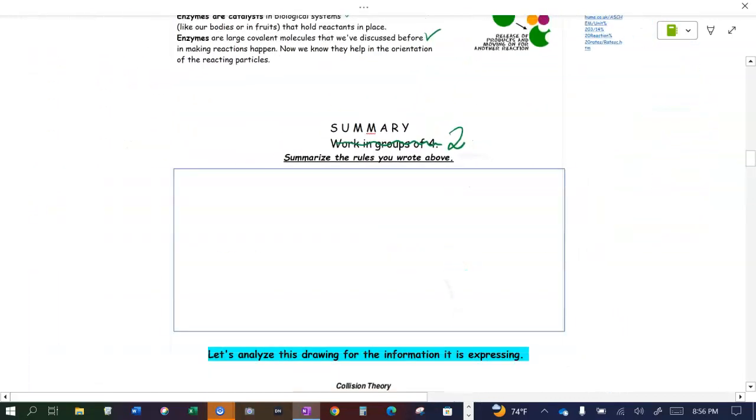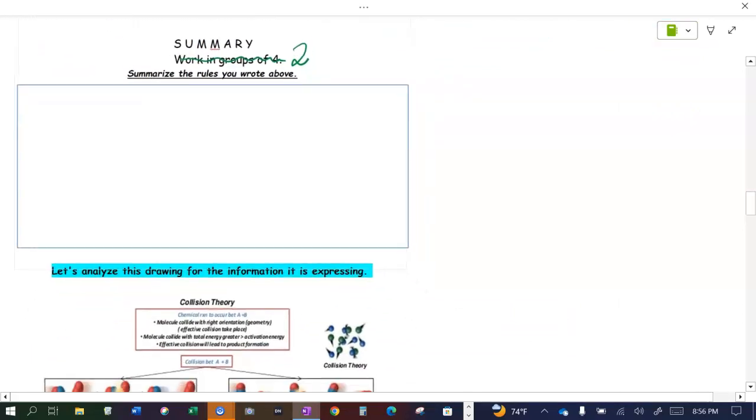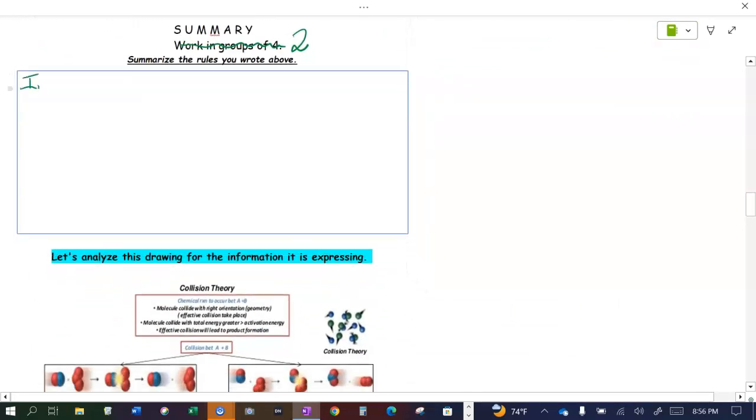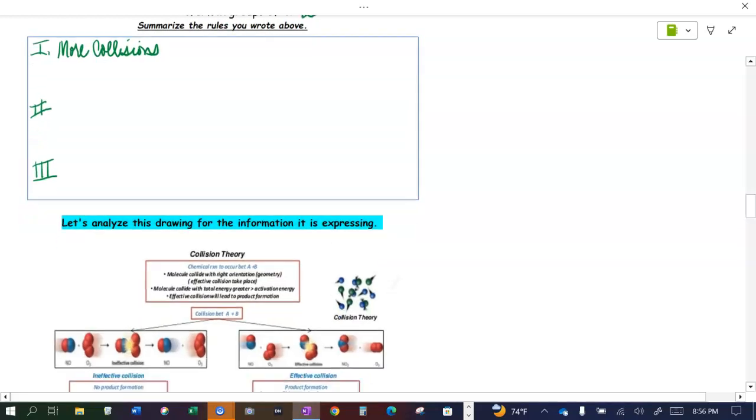Now, I want you to summarize all these rules. So we have 1, 2, 3. I want you to say, for example, the first one is more collisions. What's the second one? What's the third one? And then write a summary of what the ways are to get more collisions, what the ways are to get more energetic collisions, and what the ways are to get better oriented collisions.